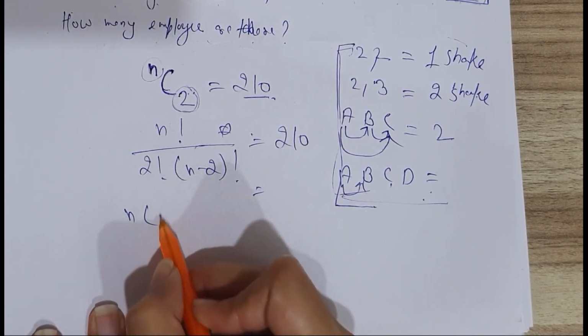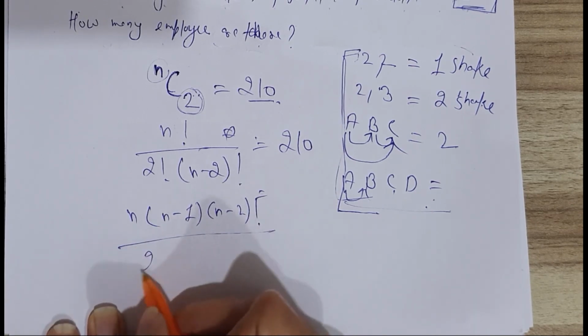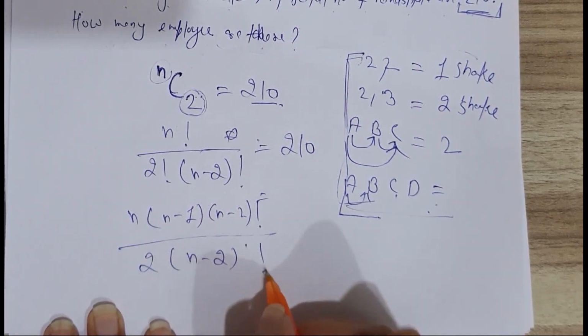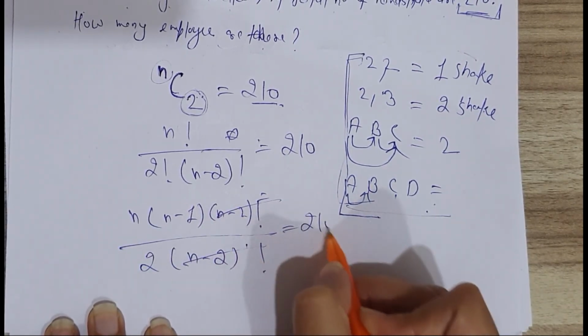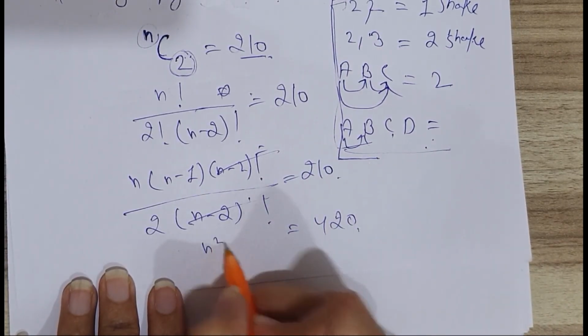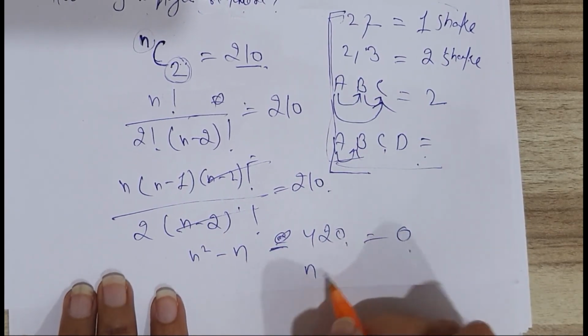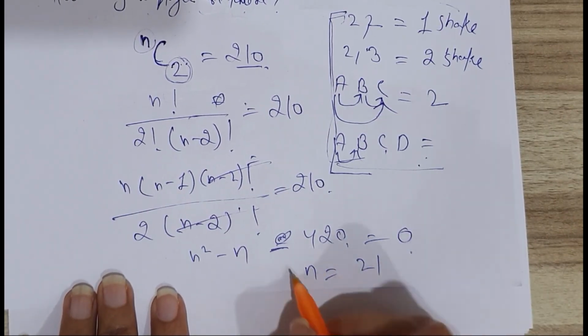This will be n minus 1, n minus 2 factorial, 2, n minus 2 factorial. This will be 420, n square minus n. This will be minus. Now solve it. Answer will come out to be 21.